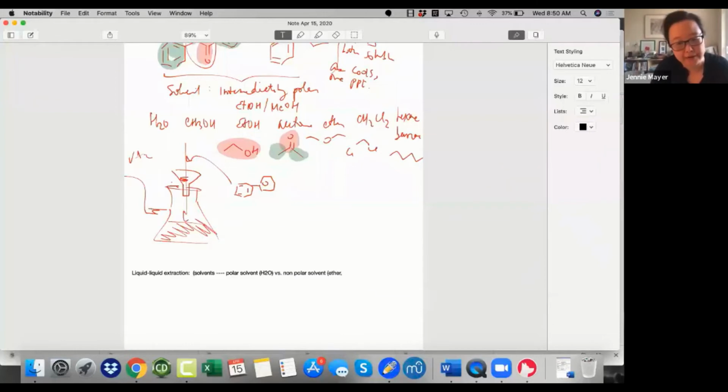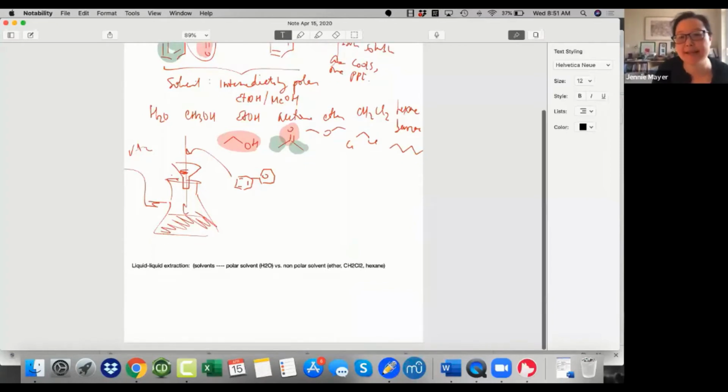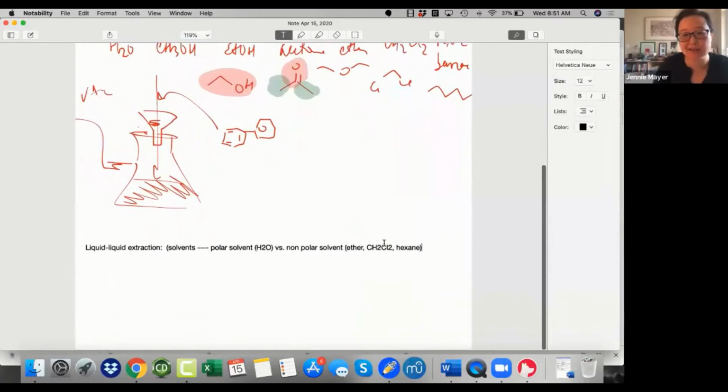Usually ether, anything ether and below, because acetone, ethanol, and methanol all dissolve with water to a great extent, almost completely. So ether, methylene chloride is another one we used, or dichloromethane, DCM, hexane, things like that that are very nonpolar, they're not going to dissolve or be mixed with water.